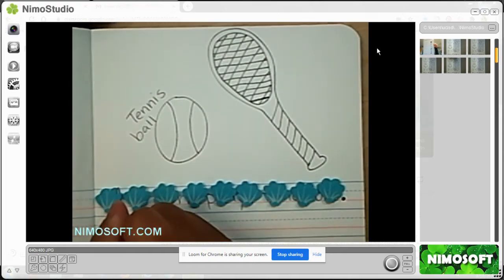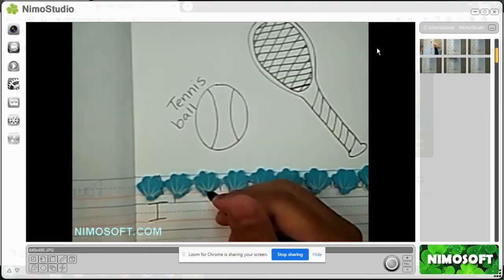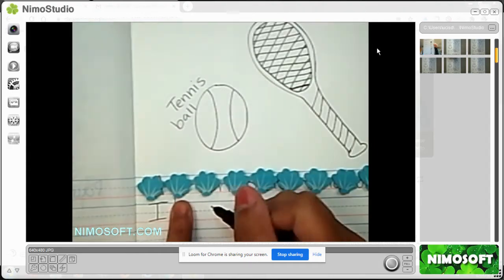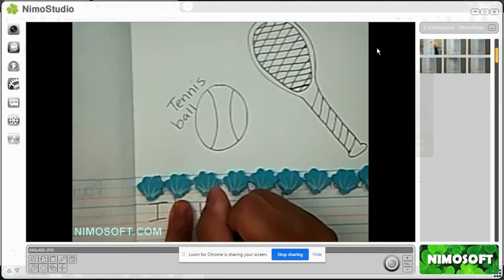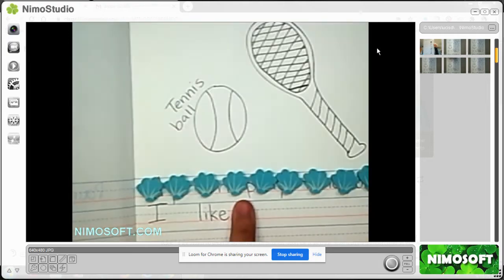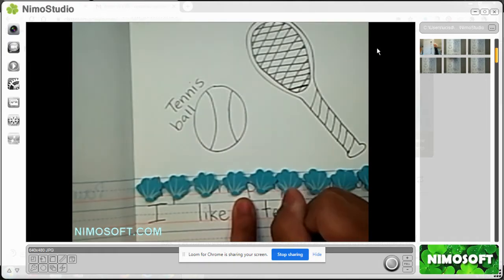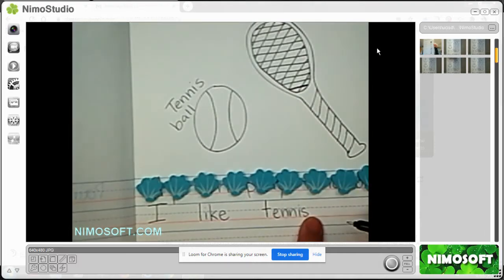So I'm going to write I. We all should know our letter I. And then space. Okay, put my finger here to give me my space. I like space tennis. And then what goes at the end of my sentence? That's right, a period, because that tells me my sentence has stopped.